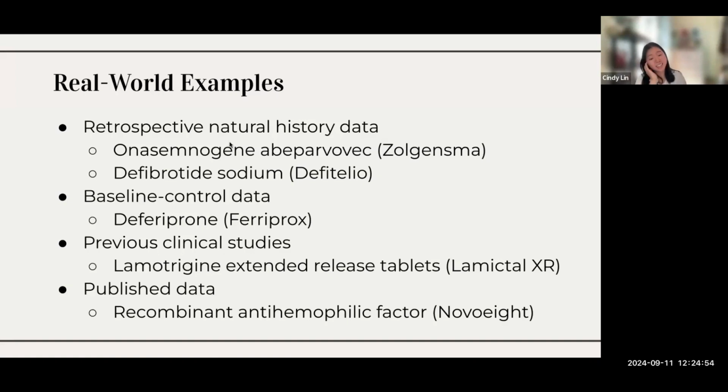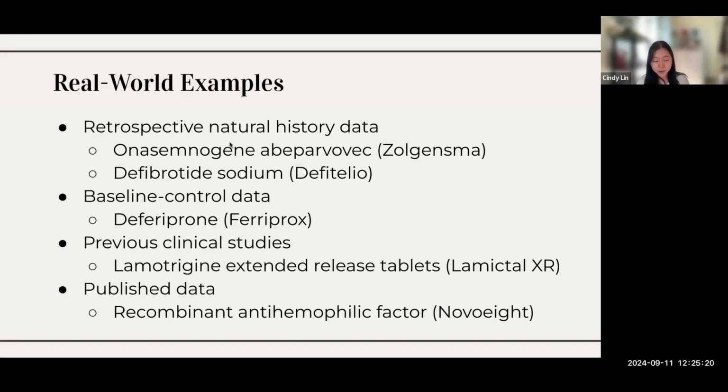And then last but not least, an example of using published data as an external control is Novoeight, which is a recombinant anti-hemophilic factor. In this case, the historical control data from 9 publications were used as external controls to support its approval for the prophylactic treatments of hemophilia A, again, another rare disease.